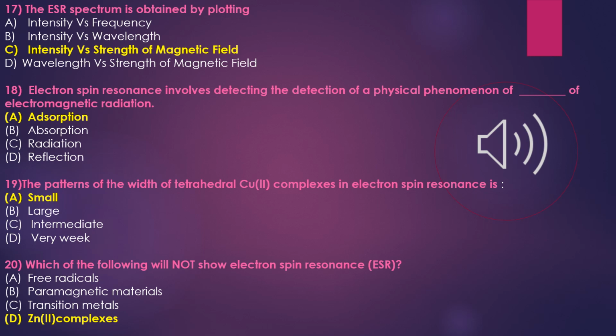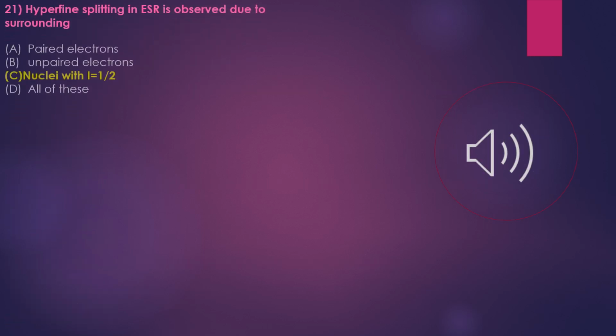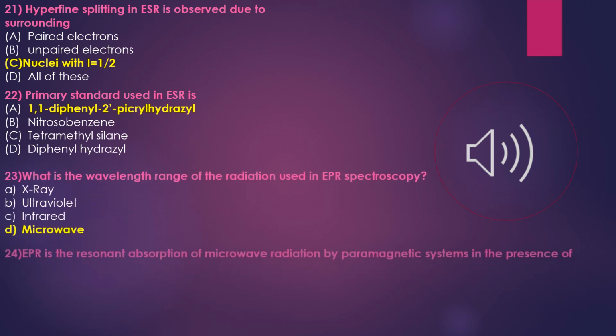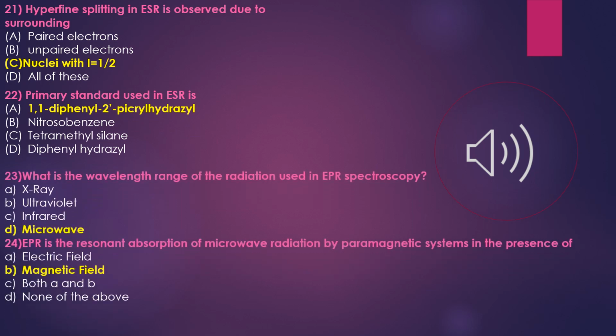20. Which of the following will not show electron spin resonance, ESR? A, free radicals, B, paramagnetic materials, C, transition metals, D, Zn2 complexes. The answer is D, Zn2 complexes. Number 21. Hyperfine splitting in ESR is observed due to surrounding A, paired electrons, B, unpaired electrons, C, nuclei with I equal 1/2, D, all of these.